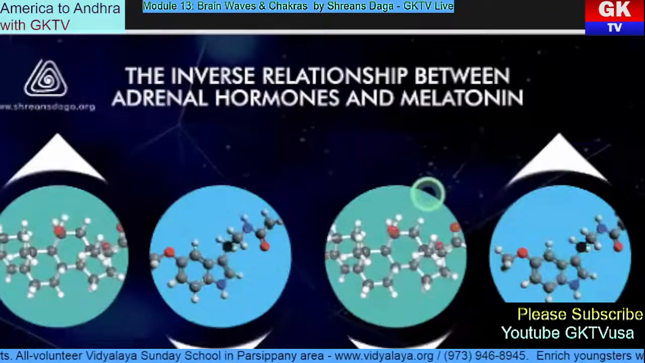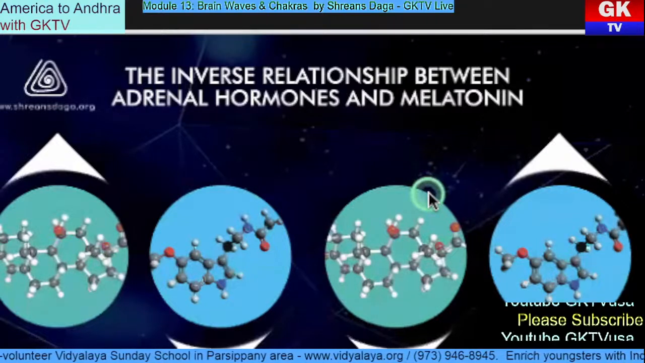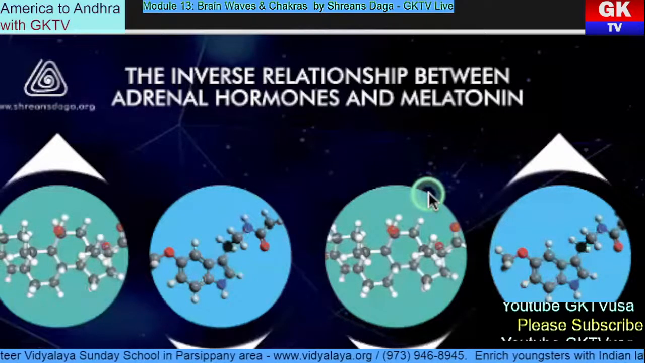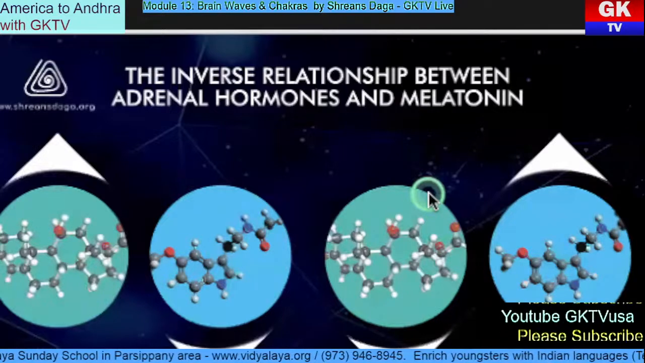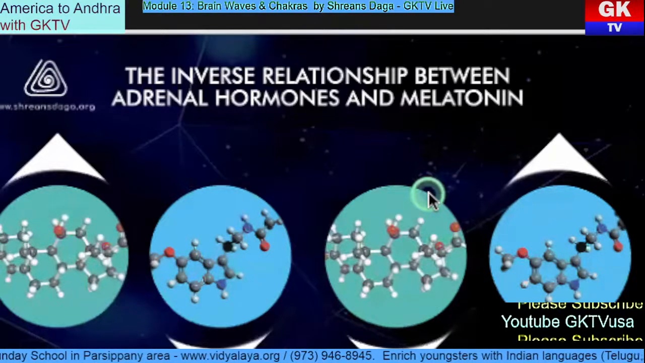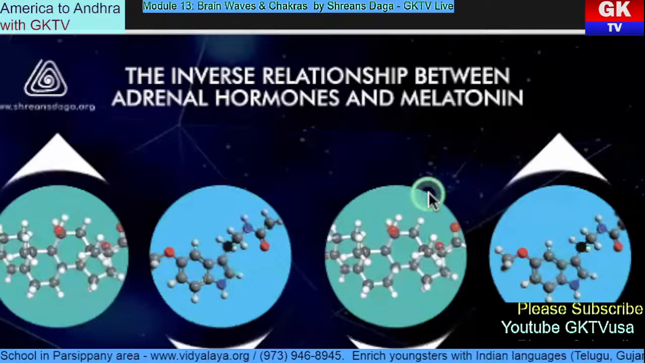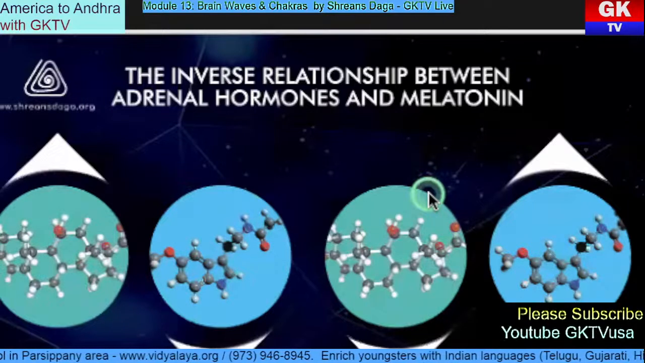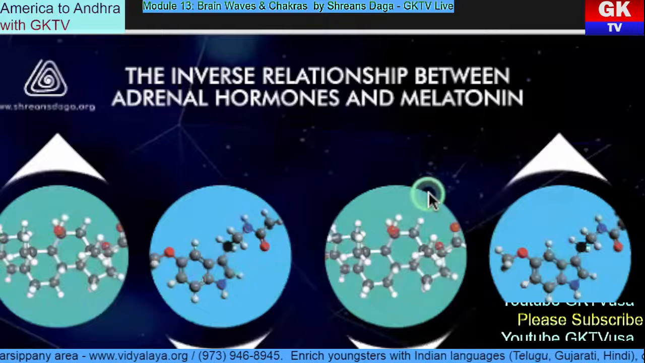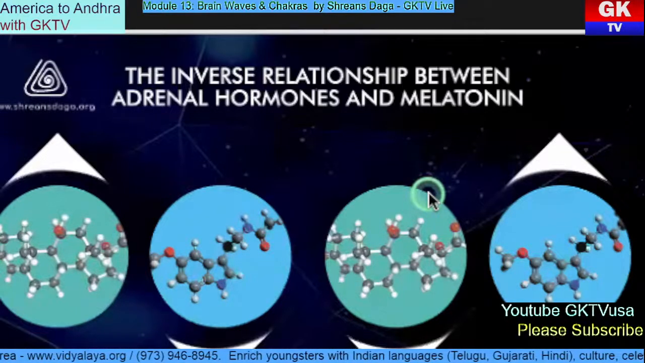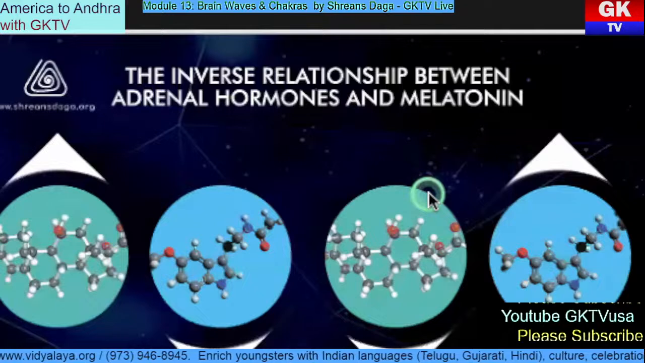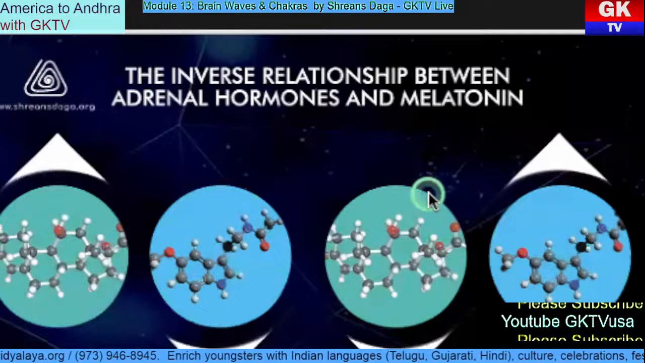So friends, I'll move on to the next one, and I hope it's clear to you. So, friends, we talked about the cortisol level, and there is a very inverse relationship between the adrenal hormone, which is cortisol, and melatonin. Melatonin is the growth and repair chemical which our brain releases. So, when your cortisol level goes up, your melatonin level goes down.